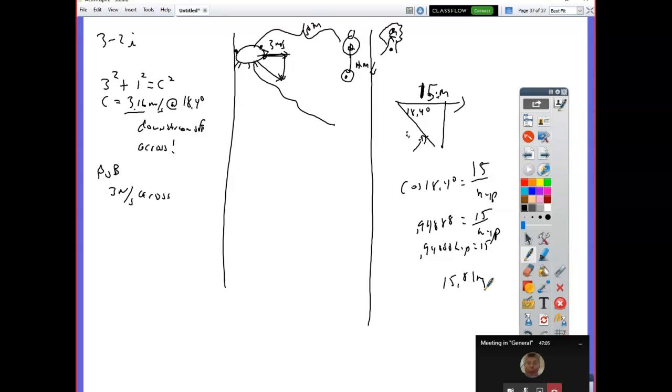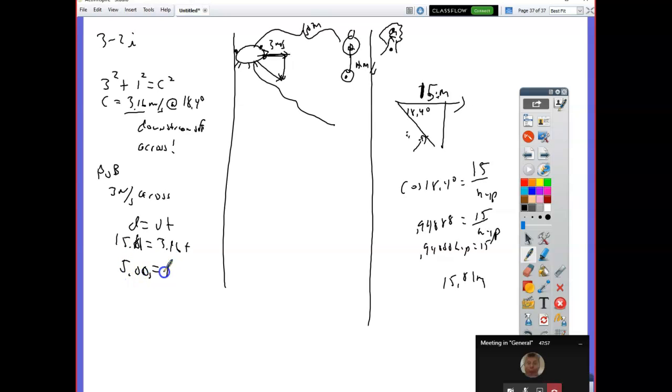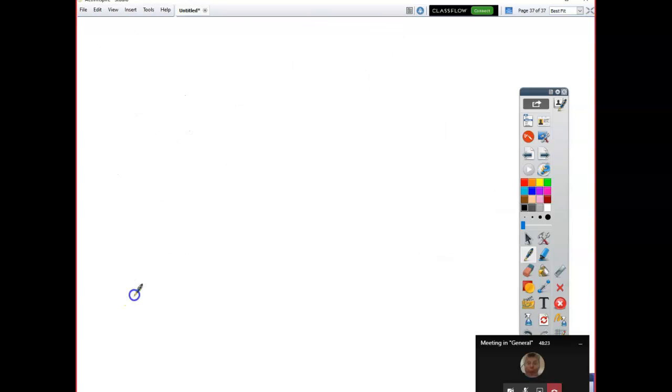So if Susie thinks the bear is going to travel 15.81 meters, and Susie thinks he's going 3.16 meters per second, how long does it take the bear to get to Bob? So we go d equals vt, no acceleration. I got 15.81 equals 3.16 times t, and I get 5.00 seconds. Bob: 15 meters away, coming at 3 meters per second, how long did it take? 5 seconds. So who's right?